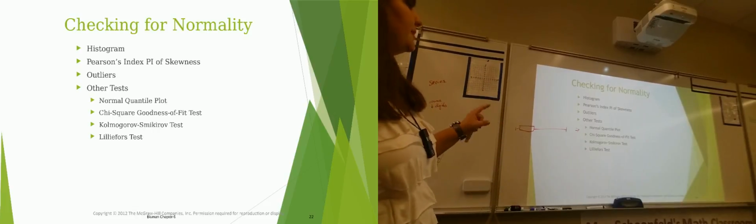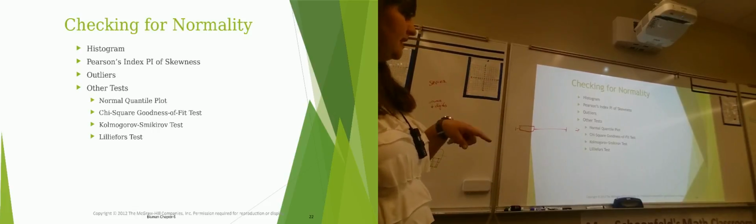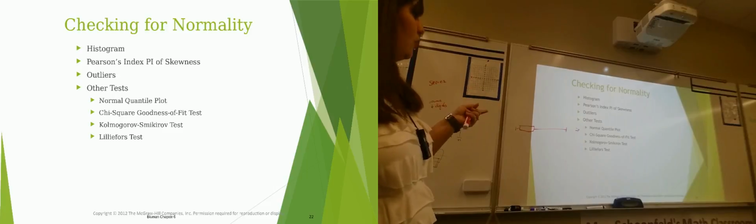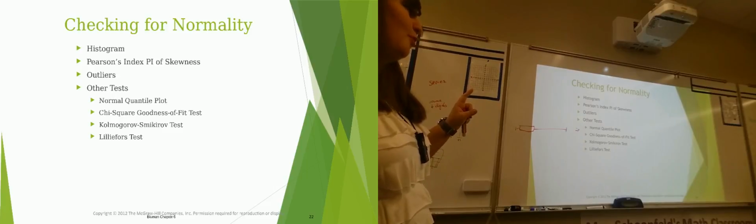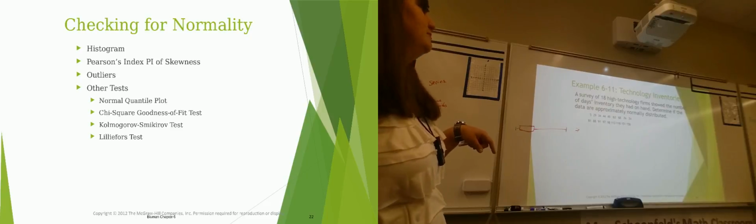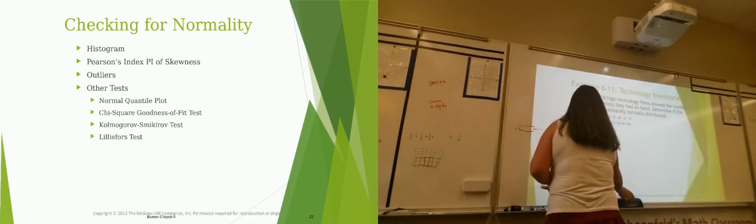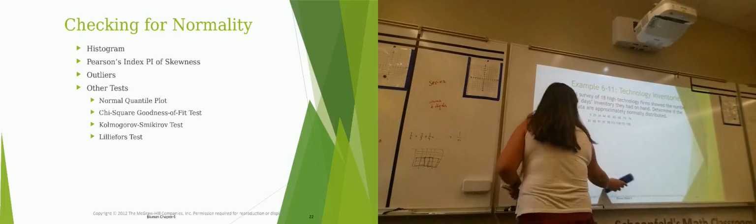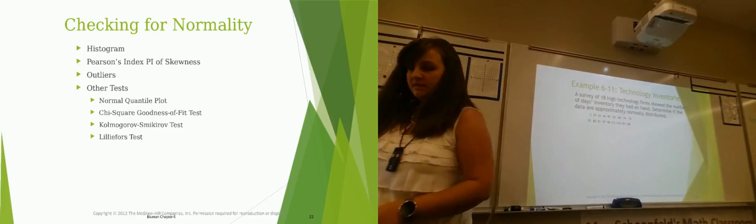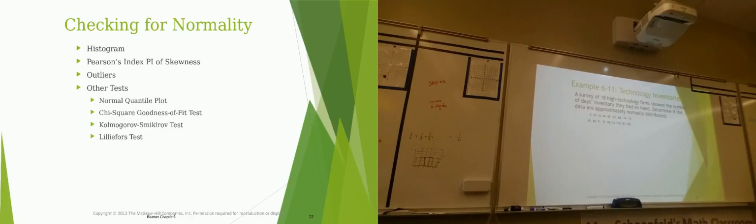Okay, chi-squared goodness of fit test, Kolmogorov-Smirnov test, and Lilliefors tests. Let's use one of them. Okay. So in example 6-11, I'm kind of turning my page there too. It has technology inventories. There's lots of different things it makes you do.